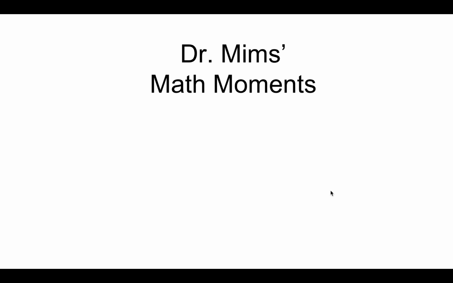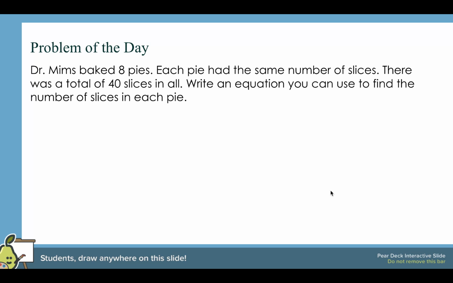All right, so let's get started. Here's the problem of the day. It says Dr. Mims baked 8 pies. Each pie had the same number of slices. There was a total of 40 slices in all. Write an equation you can use to find the number of slices in each pie.